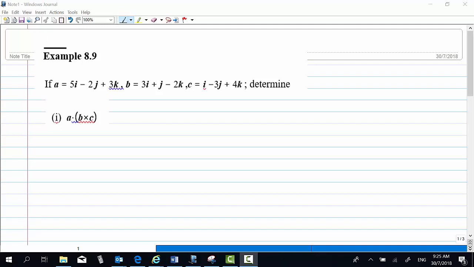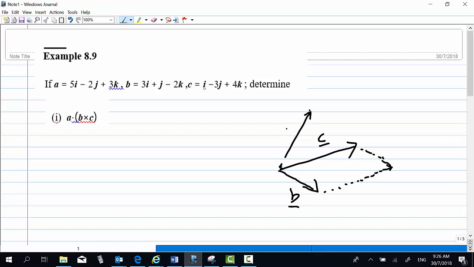In terms of absolute value, this is actually the volume of the parallelepiped formed by A, B, and C. Suppose I have a parallelepiped, this is vector B here, this is vector C here, so we can form a parallelogram in this case. The area of the parallelogram is the magnitude of B cross C. Now, let's say this vector A here, and then you have what we call a parallelepiped. So it looks something like this.